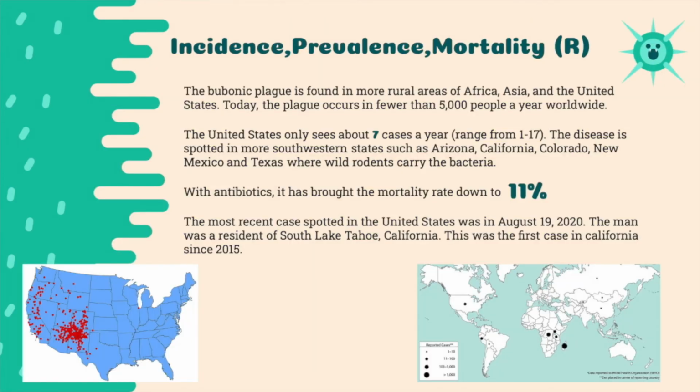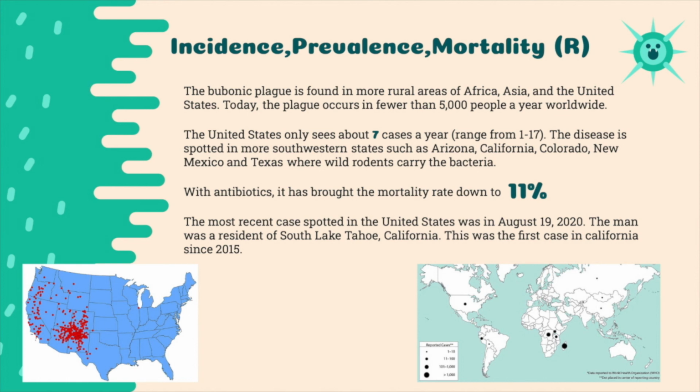Incidence, prevalence, and mortality. The bubonic plague is found in more rural areas of Africa, Asia, and the United States. Yeah, the United States. I thought that was weird too, but we do have the plague. So today the plague occurs in fewer than 5,000 people a year worldwide. So not a lot at all. The United States only sees about 7 cases a year, ranging from 1 to 17. The disease is spotted in more southwestern states such as Arizona, California, Colorado, New Mexico, and Texas, where wild rodents carry the bacteria. With antibiotics, it has brought the mortality rate down to 11%.